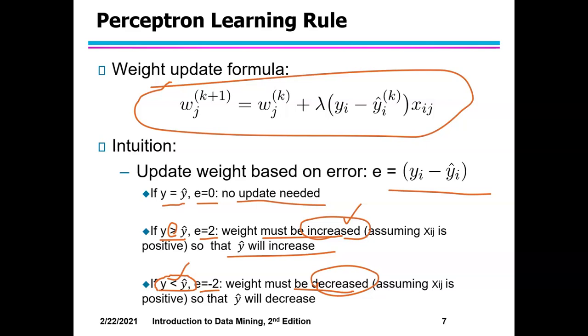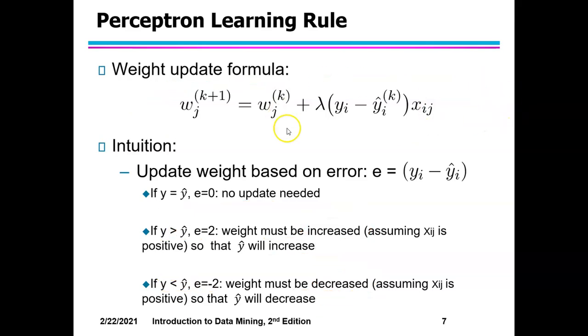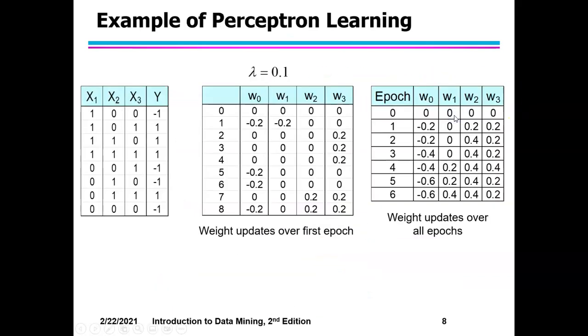So assuming xij is positive, it means all the values of x are greater than 0, so that y will decrease, right? So these are the generic rules for learning. Now let's go to the next slide and see how we do it.